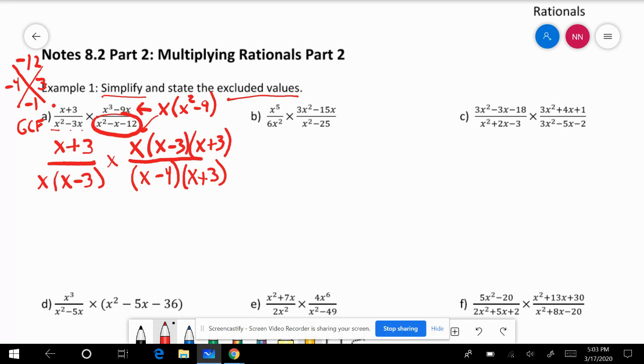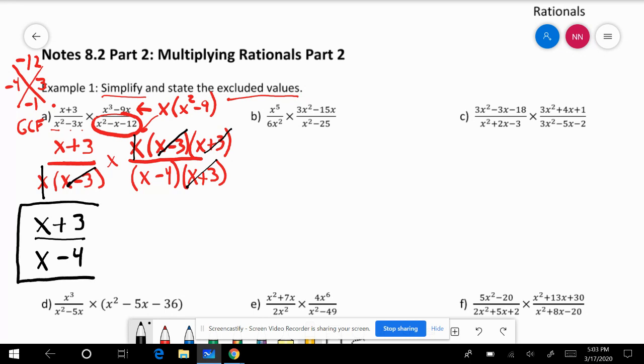Now for the easy part, we're going to cancel. So we're going to look to see which ones we can cancel. We see the x minus 3's cancel. We see the x plus 3's can cancel. And we see that the x's can cancel. So what we're left with is x plus 3 and x minus 4. Now that right there is our first answer. That's the simplifying part. Now we're going to state the excluded values.